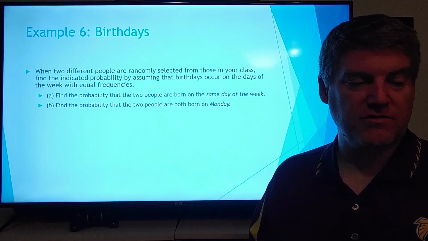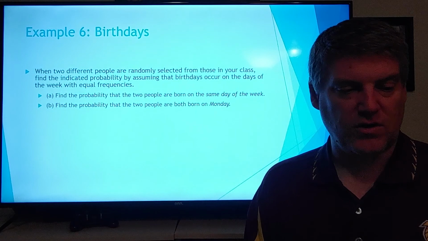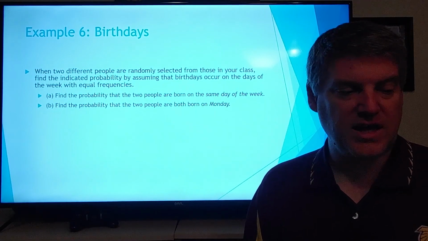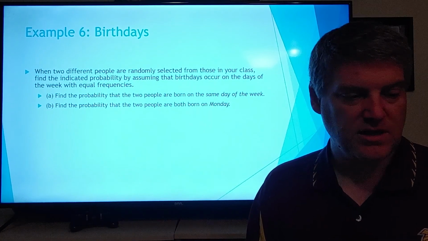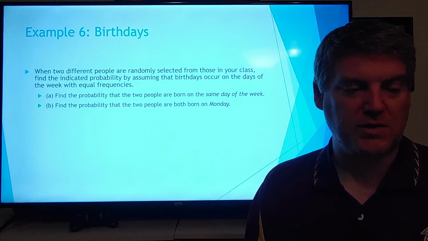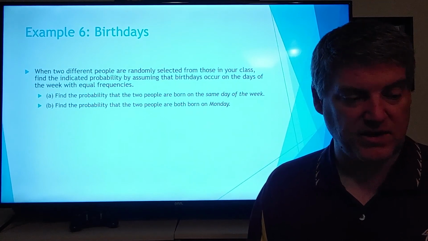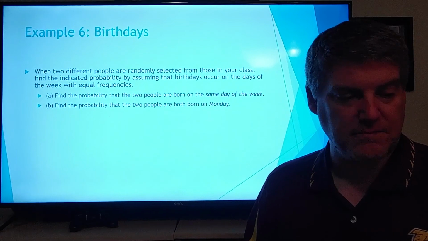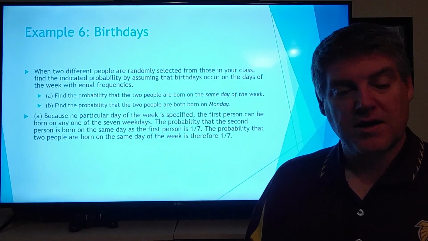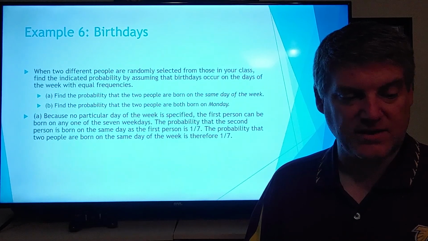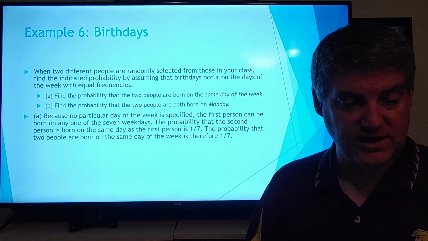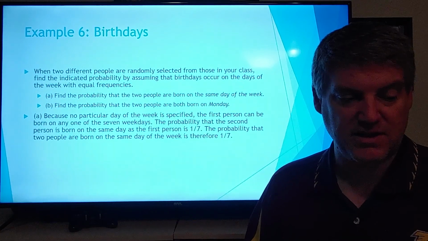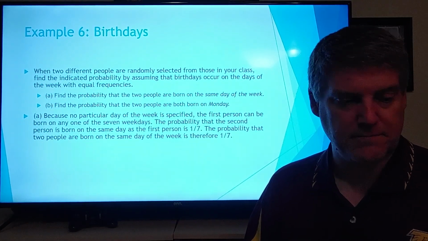Birthdays. When two different people are randomly selected from those in your class, find the indicated probability by assuming that birthdays occur on the days of the week with equal frequency. A, find the probability that the 2 people are born on the same day of the week, and B, find the probability that 2 people are born on a Monday. A, because no particular day of the week is specified, the first person can be born on any of the 7 days. The probability that the second person is born on the same day as the first person is 1/7. The probability that 2 people are born on the same day of the week is therefore 1/7.